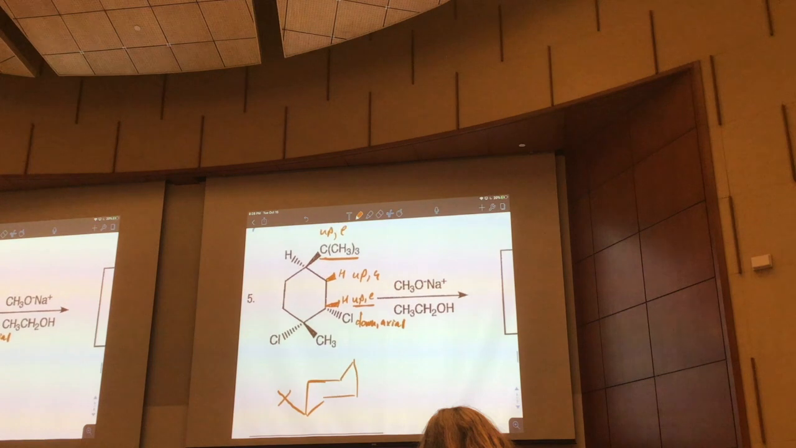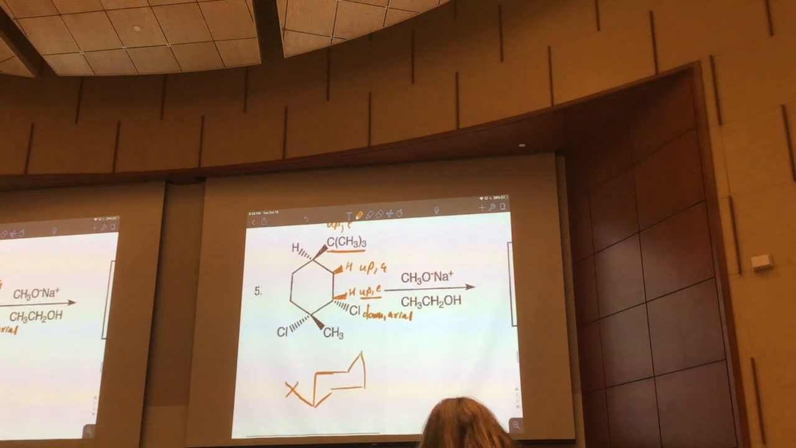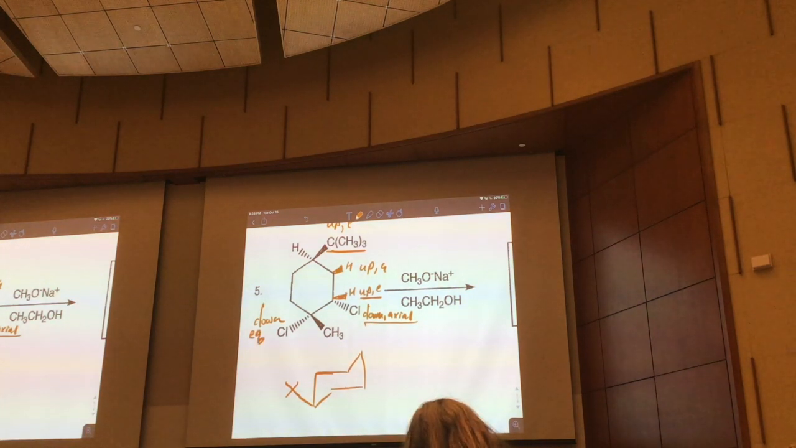So let's keep going. Let's just double check all of our groups. So we have down axial here. This is down also, right? This chlorine is also down. It's on an adjacent carbon. So is it going to be down axial or down equatorial? Down equatorial, yeah. So now what do we notice?